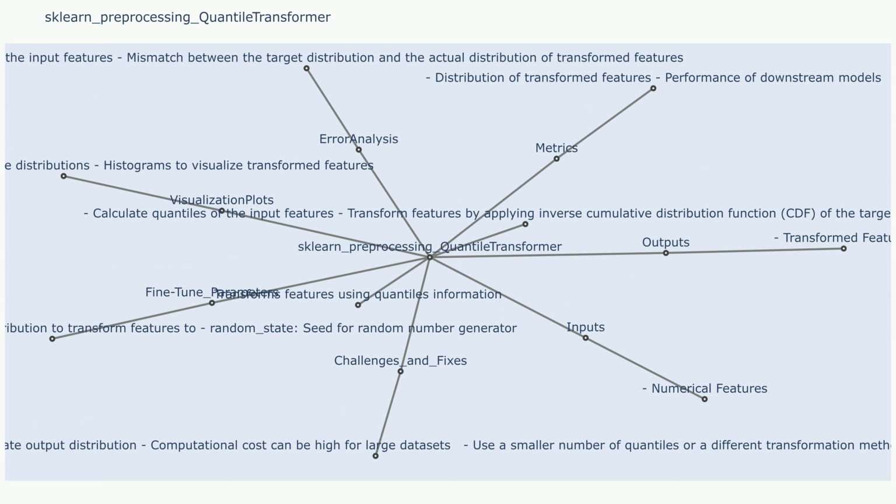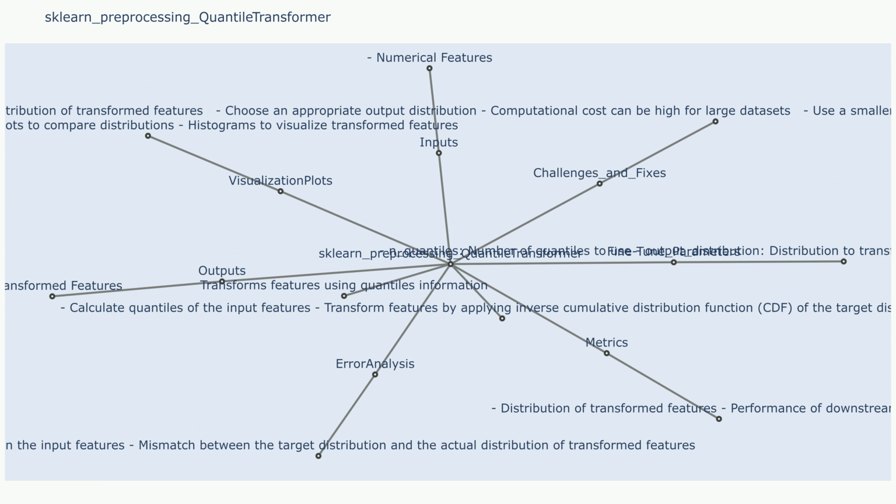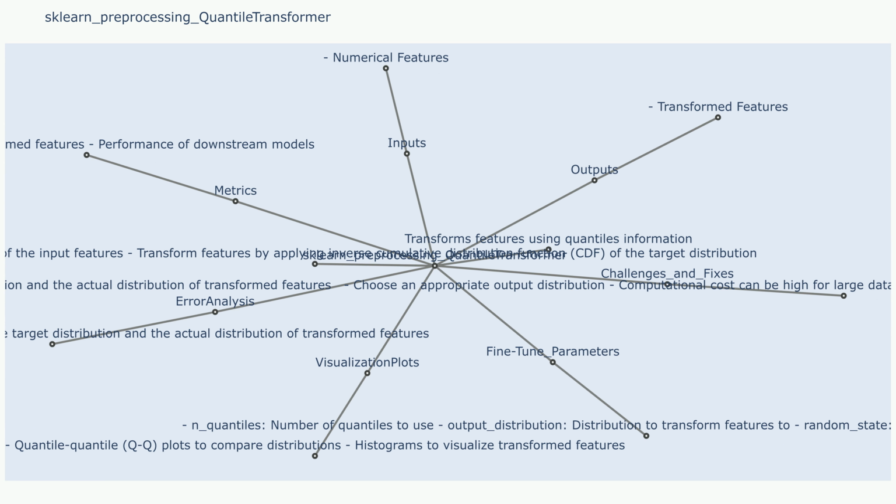Random state. This parameter allows you to control the randomness in the transformation, which can be useful for reproducibility. Uncertainty methods. Bootstrapping. This method involves resampling the data with replacement and performing a quantile transformer on each bootstrap sample. The resulting transformed features can then be used to estimate the uncertainty in the transformation.